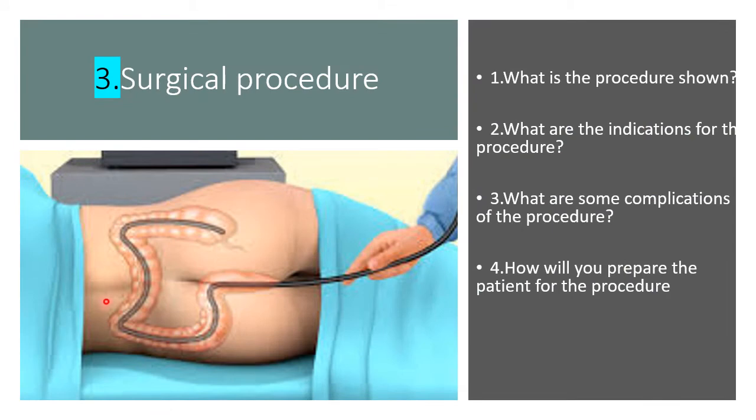Okay, OSCE number 3 on a surgical procedure. What is this procedure shown? The colonoscopy. Number 2, what are the indications for this procedure? PR bleeding, change of bowel habit, anemia, and screening procedure.